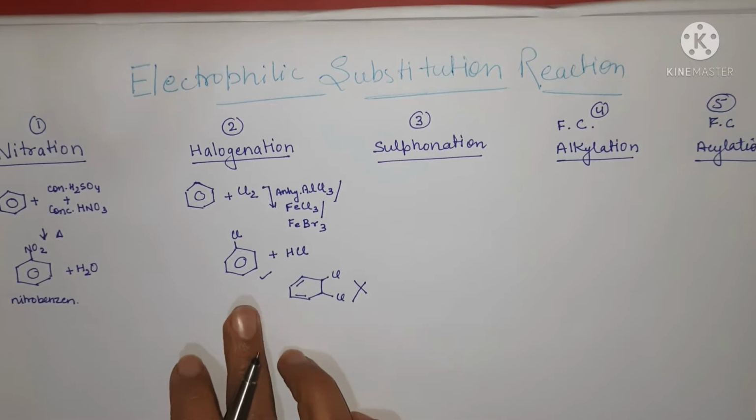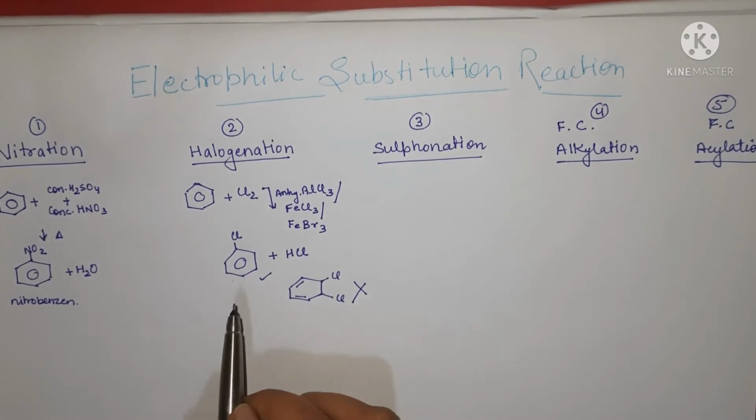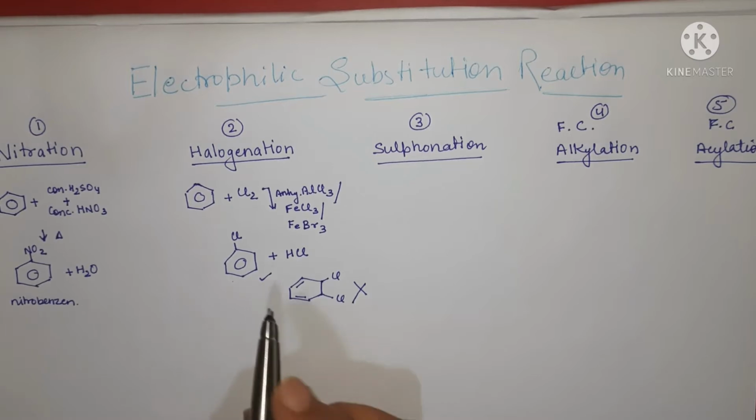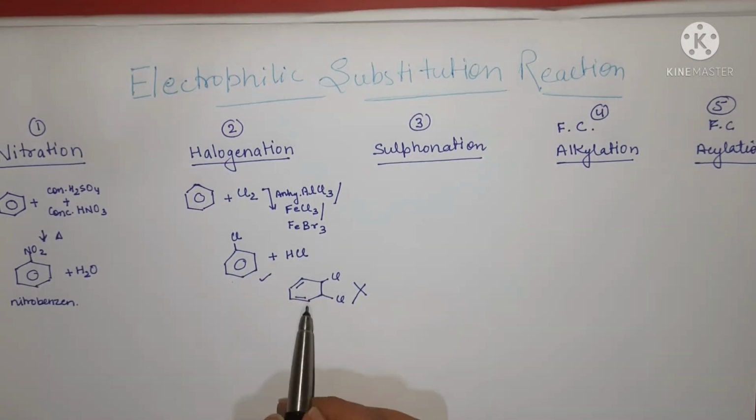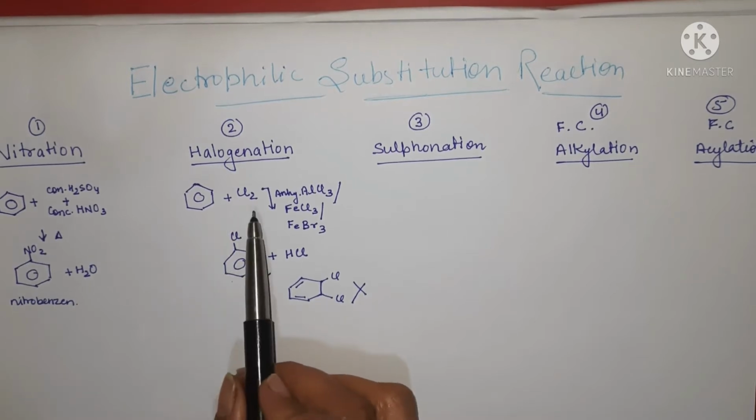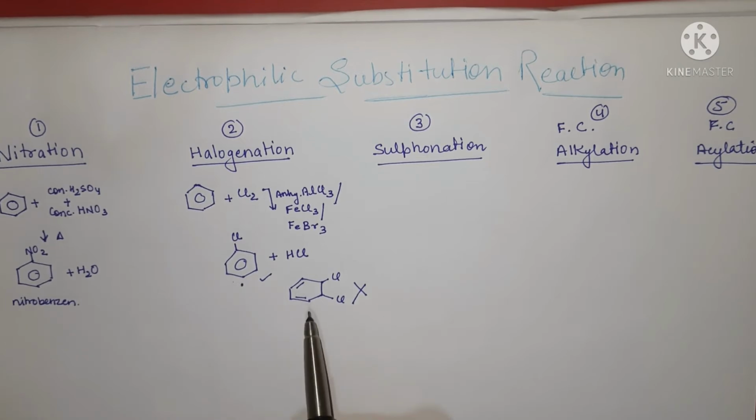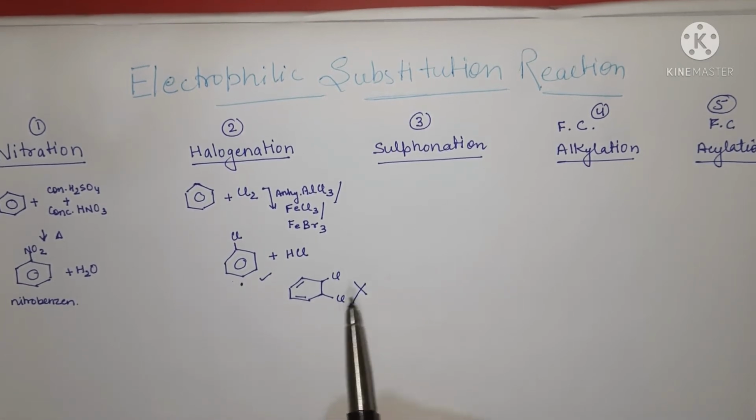The answer to why we get this product is hidden in its mechanism part. So we will discuss in the mechanism part why benzene on reaction with Cl2 gives chlorobenzene. All right.